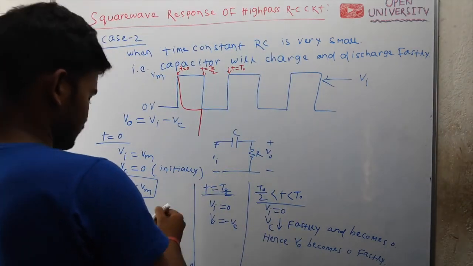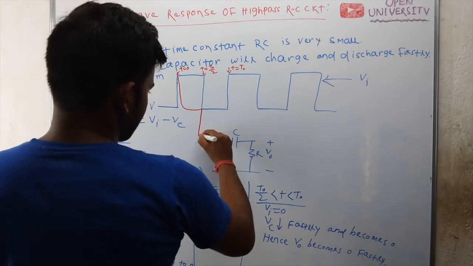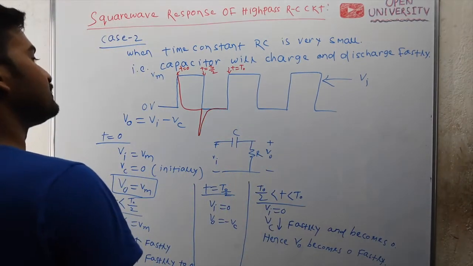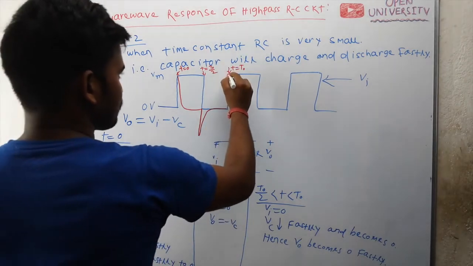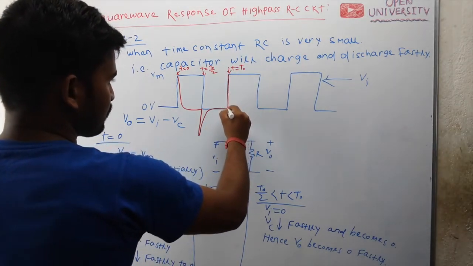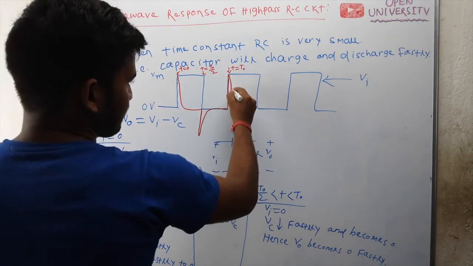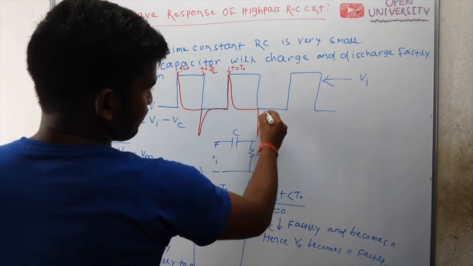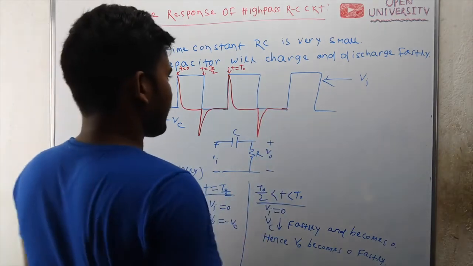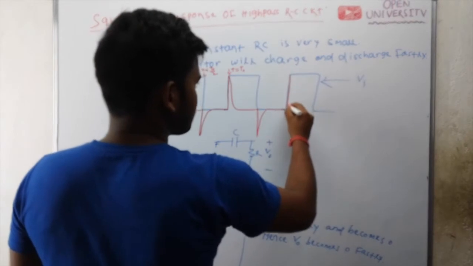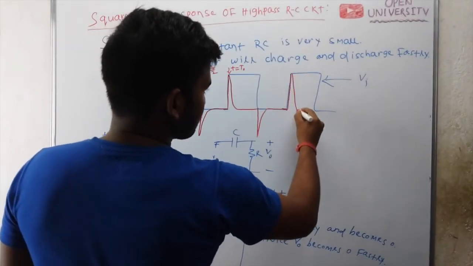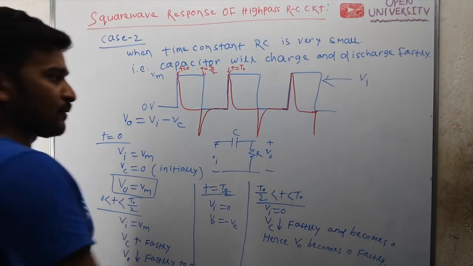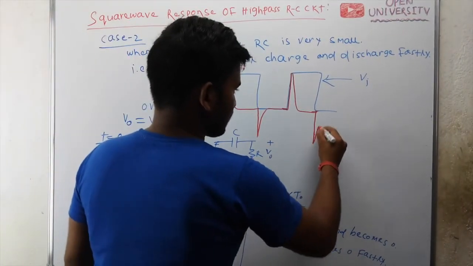See the output waveform. In this interval, output voltage will become 0 very fast, and this process will continue like this.